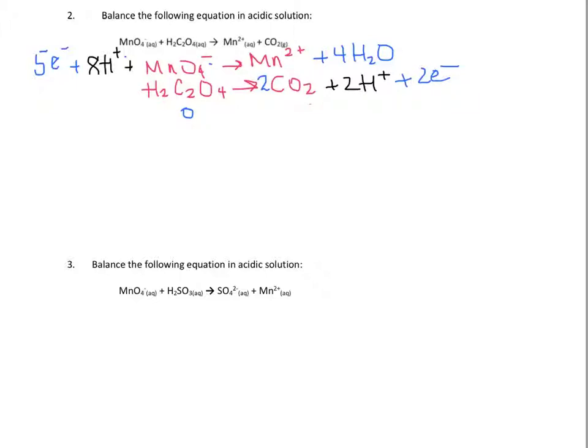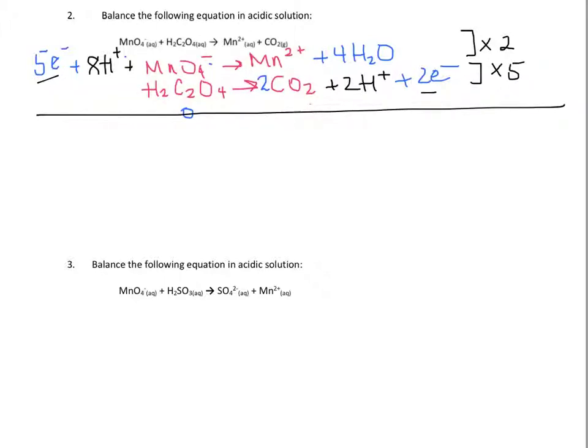Now we have to ask ourselves, is the number of electrons lost equal to the number of electrons gained? Well, we have 5 electrons gained, only 2 lost. So I need to multiply the top one by 2, and I need to multiply the bottom one by 5 in order to make that happen. When you do that, you need to write out the two half reactions in their entirety.